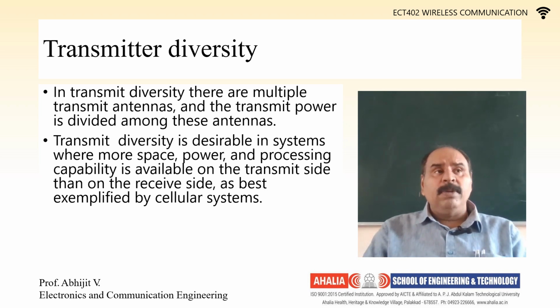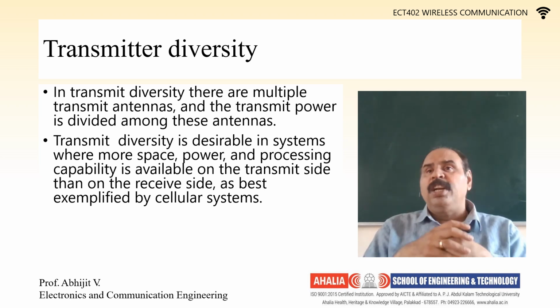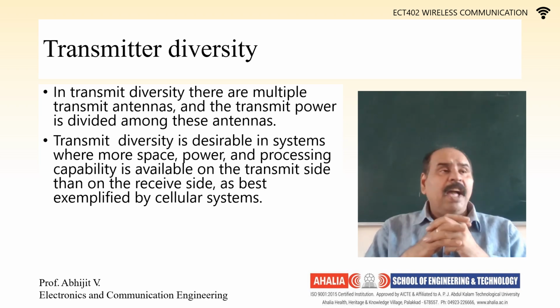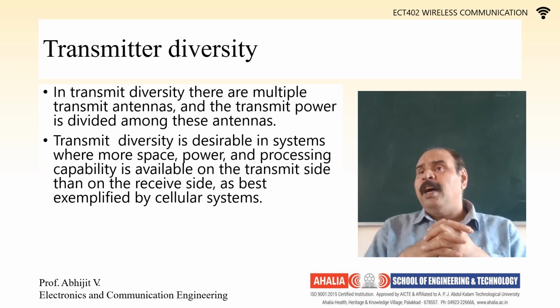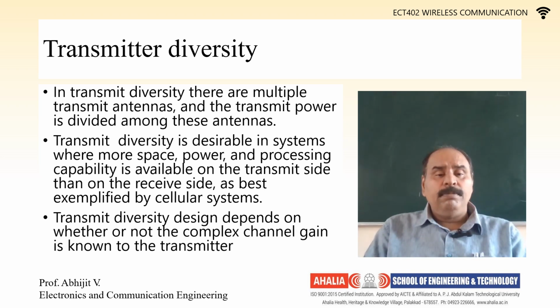Transmit diversity is more desirable in systems where more space, power and processing capability is available on the transmitter side than on the receiver side, as best exemplified by cellular systems. Like our mobile phones, it is very difficult to have multiple antennas in your handsets. But it is quite possible to have an array of antennas at the transceiver or base station side. Transmit diversity design depends upon whether or not the complex channel gain is known to the transmitter.